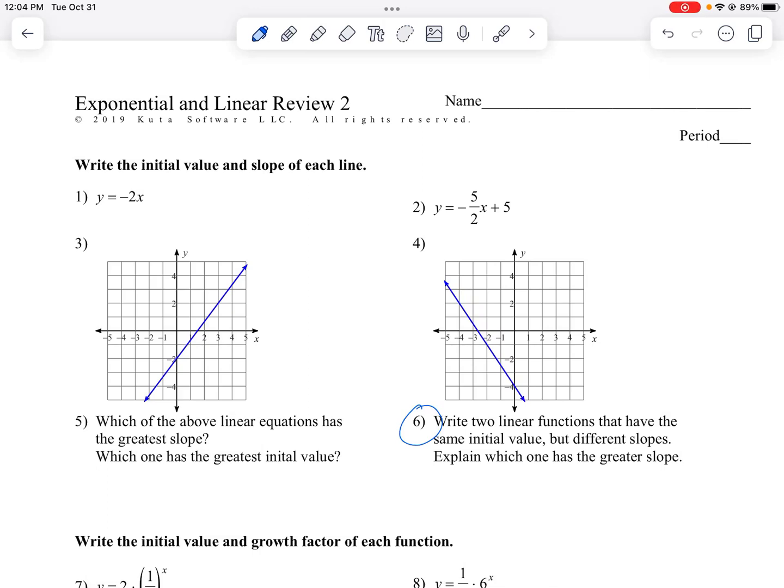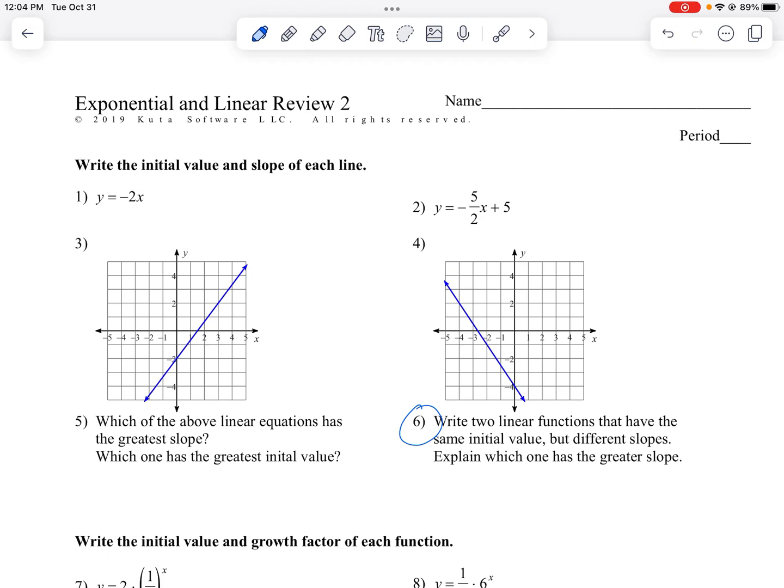Hello, ladies and gentlemen. It's time for a little overview of the exponential and linear review number 2. We've been working with linear and exponential functions a whole lot. You need to be able to identify initial value, also known as y-intercept. You have to be able to get the slope if it's linear, and you have to be able to get the growth factor if it's exponential.